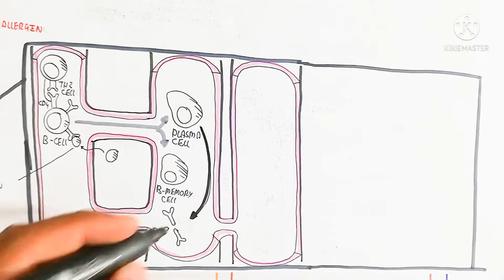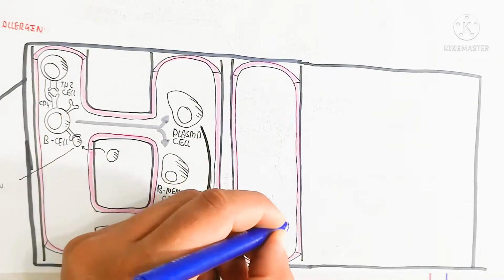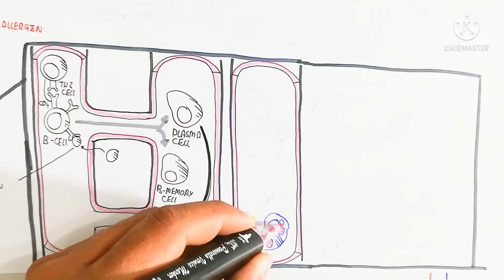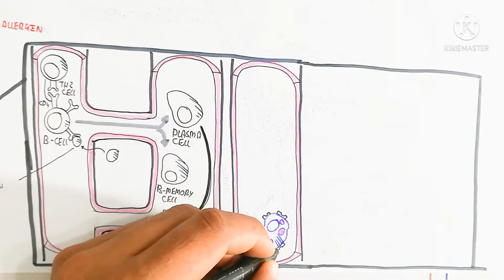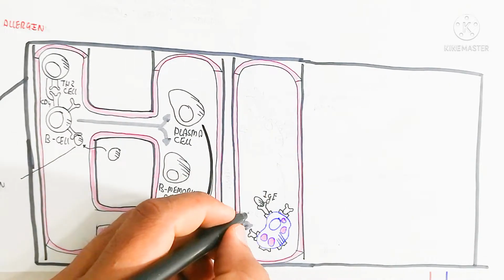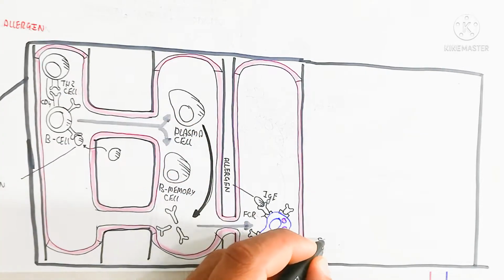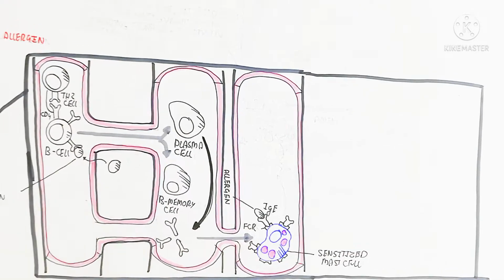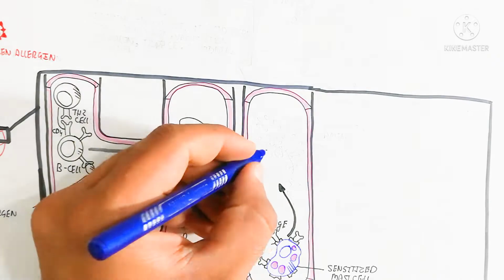B memory cells are used for long-term adaptive immunity, while the plasma cells give a quick response and produce antibodies for the current infection. The Fc receptor is present on the sensitized mast cell, and the antibodies will bind to the Fc receptor. The type of antibody is immunoglobulin IgE, and the allergen binds to the upper part, not the Fc portion.